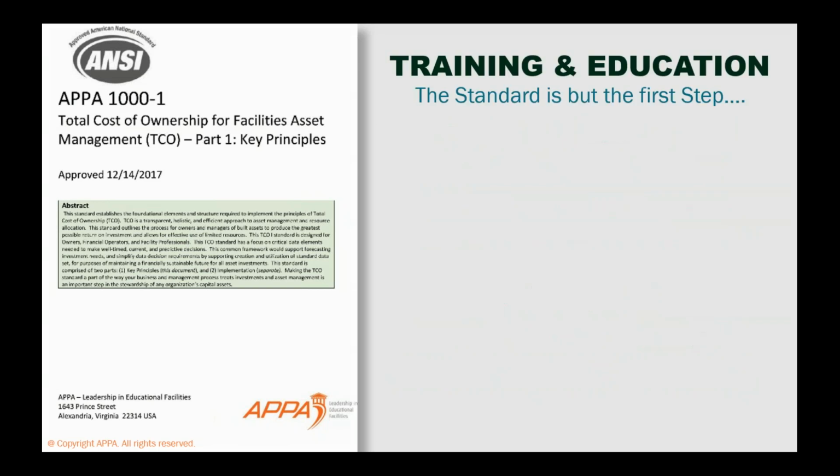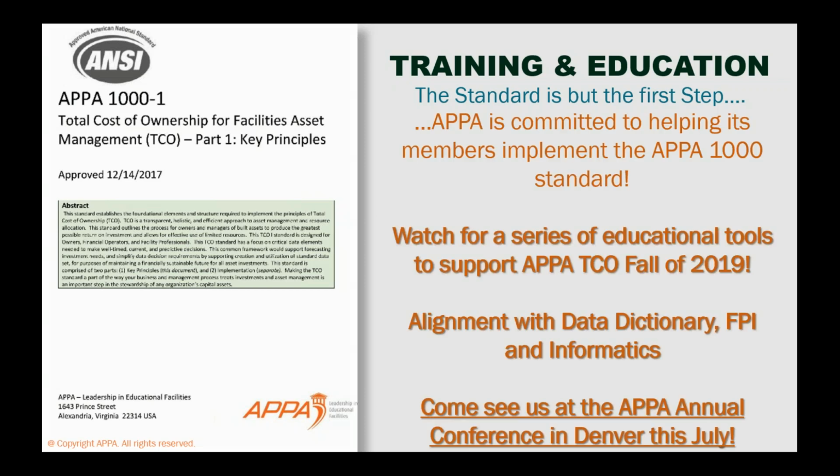APPA is also very much committed to helping its members implement this standard, and so we're going to be developing some educational tools to support that effort in the fall of this year. In addition to that, we're working to align with the FPI reporting and the informatics group. APPA has also published today, available on their website, a data dictionary, which is very, very useful. If you haven't had a chance to try that, I would say go ahead and take a look at that.